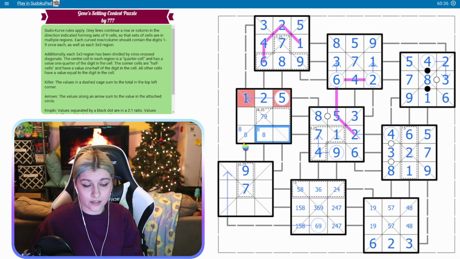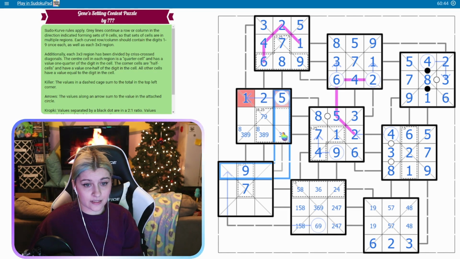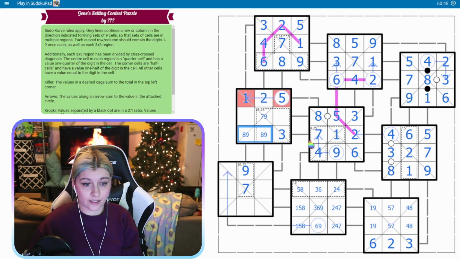Clean up, clean up. So it's a 3, 8, 5, 9. Okay, but 9 sees this, so this has to be a 3. So this is an 8, 9. Meaning this can't be a 9, it's a 7. Okay, did the work for me. Let's figure out what this is then.